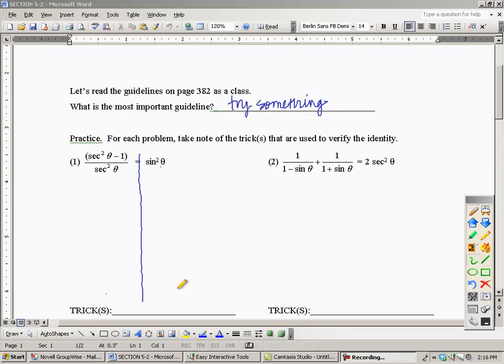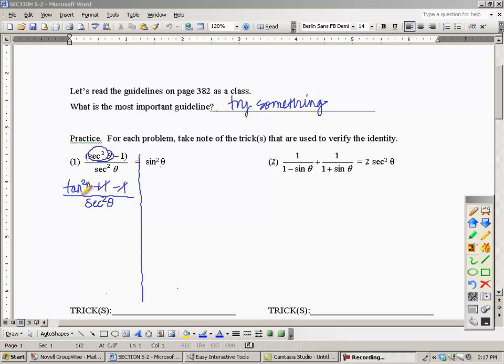What I do know is there's an identity with secant squared and 1 that hopefully can help me out. I'm going to look at this idea that secant squared is the same thing as tangent squared plus 1. And if tangent squared plus 1 is the same thing as secant squared, then when I subtract 1, hopefully something will work out there. And if you take a look, the 1's cancel out. So what I'm left with is tangent squared over secant squared.